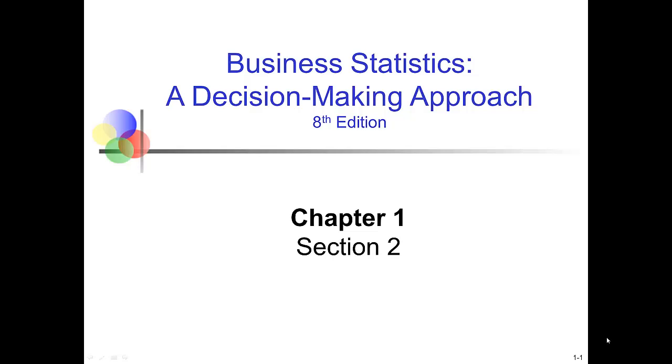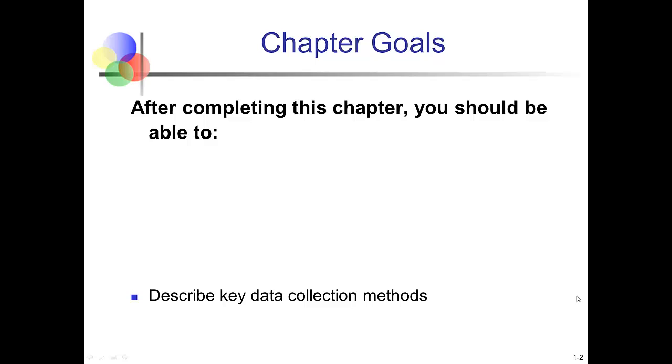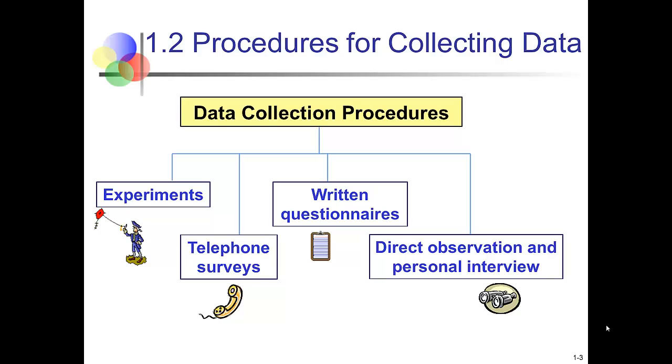This video is going to cover Chapter 1, Section 2. We're going to focus on the goal of describing key data collection methods. So, the book focuses on these 4 data collection procedures, the way that we get data from people or things, whatever the thing is that we're trying to study.